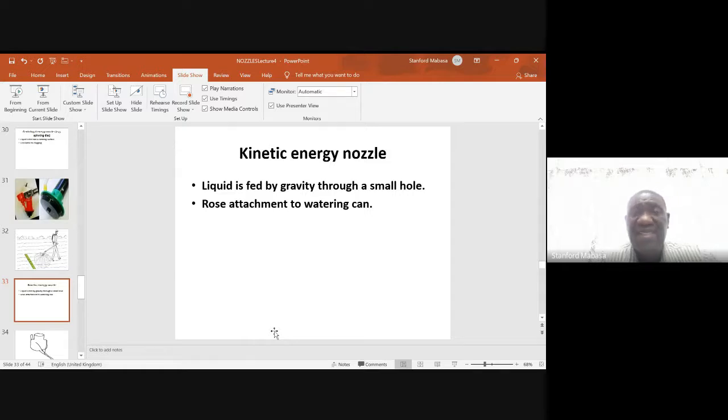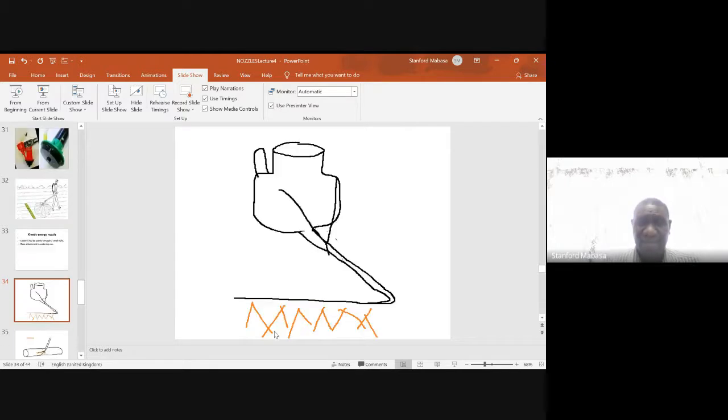Then we have the kinetic energy nozzle. Now, on the kinetic energy nozzle, the liquid is fed by gravity through a small hole. There's a rose attachment to a watering can. This is just like a watering can. It's a watering can, then you have got a narrow end with holes, creating droplets. Quite simple, used in gardens.